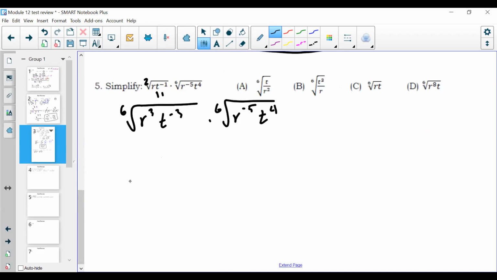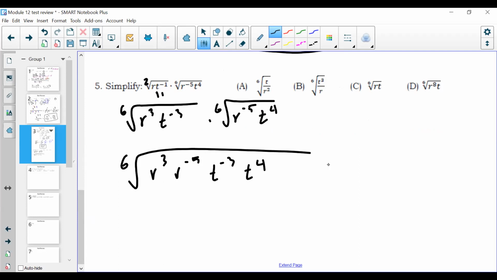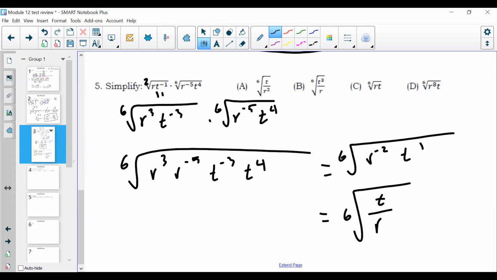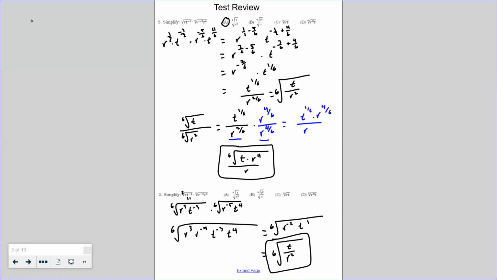So because they have the same root, I can just combine them into one big root. I have r to the 3rd, r to the -5, t to the -3, and t to the 4. Then I can just add the exponents, and I have the 6th root of r to the -2 and t to the positive 1, which becomes the 6th root of t all over r squared, which is what we got in the beginning. I'm not going to rationalize it again because we already saw how we can do that. So that's a little quicker way you can go about it, and that's how I would do it. But they're both the exact same thing. You get the same answer either way, and both ways give you A.